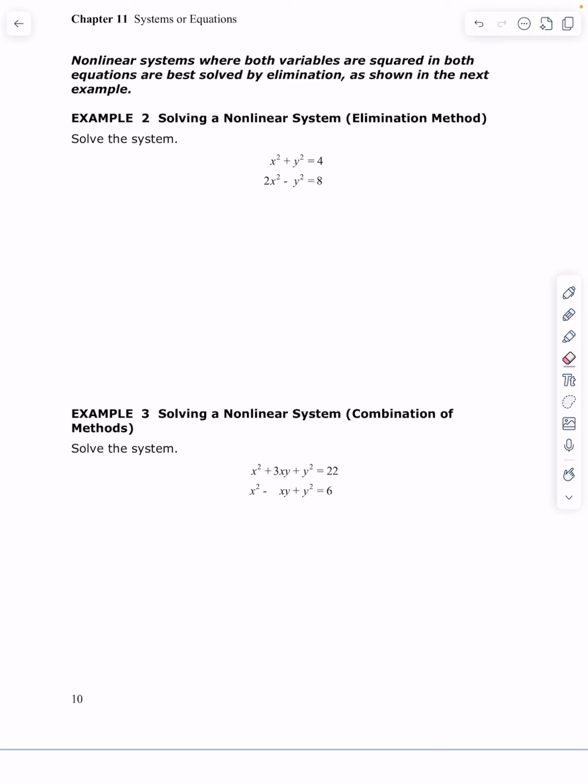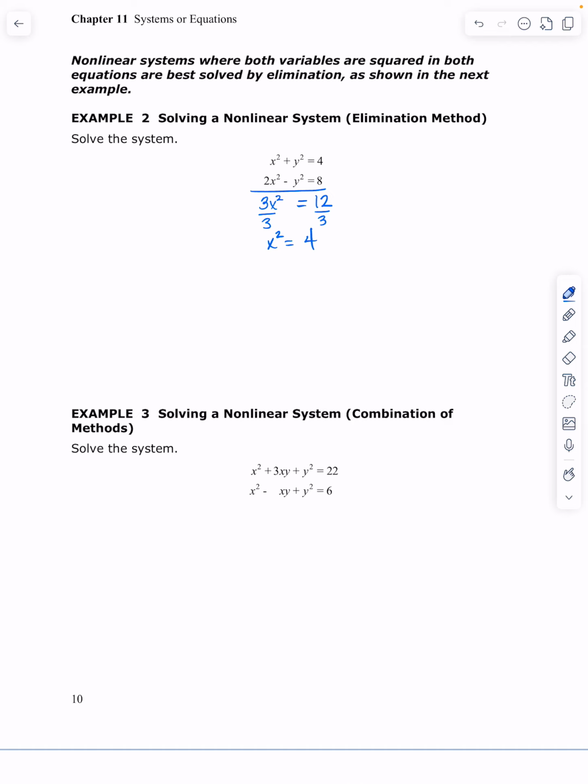So here, notice that I got a positive y squared and a negative y squared. So I'm just going to go ahead and add straight down here. And that's going to give me a 3x squared. My y squareds cancel out. 4 plus 8 is 12. I'm already got just 1. Divide both sides by 3 and I get x squared equals 4.